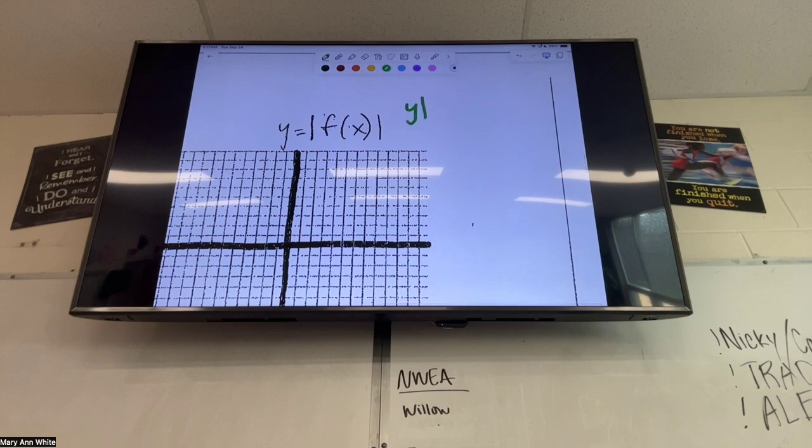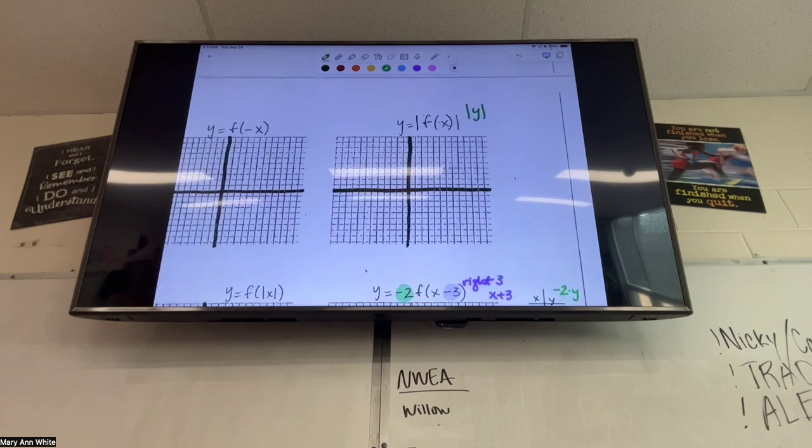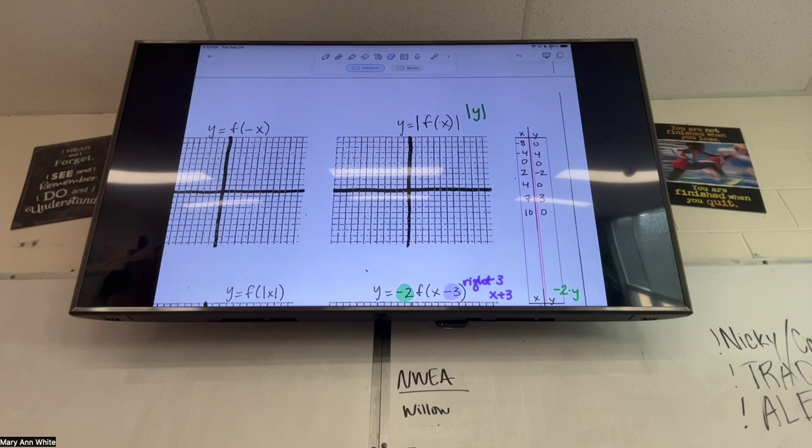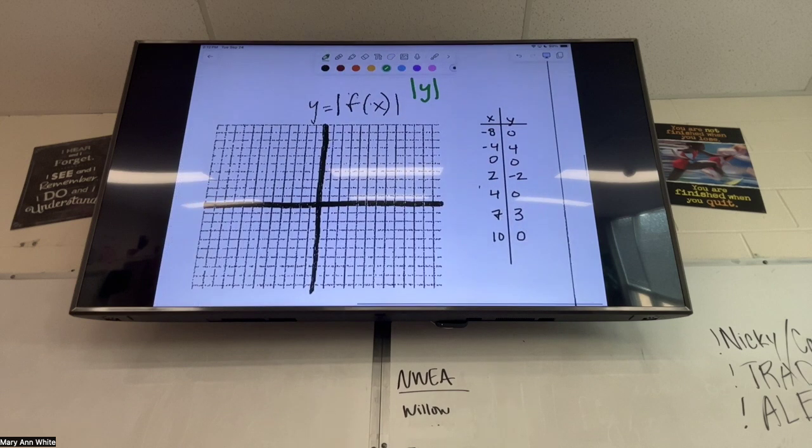Of the y's. So since the absolute value is on the outside, we're just taking all of our y's and we're switching them to be positive. And there's no other transformation on this one, so that's all I've got. The only thing that changes from my original t-table, my original chart, is instead of 2, -2, it's just 2, +2. So that's just the absolute value of the y's. Everything else is the same.